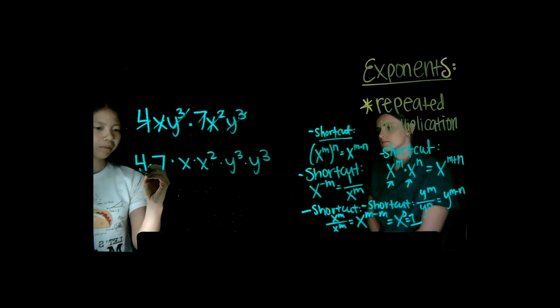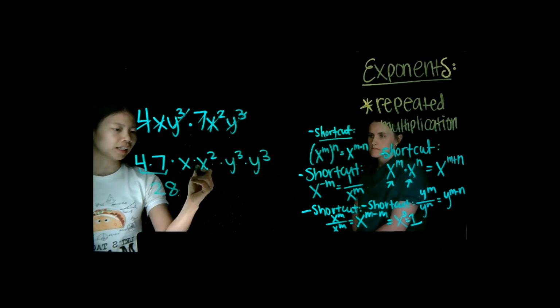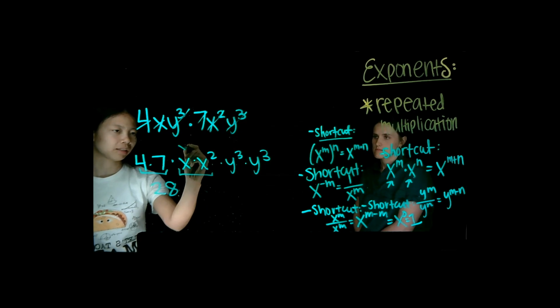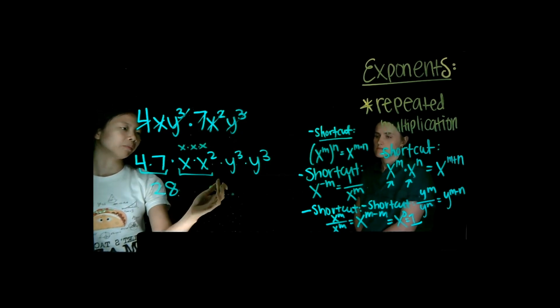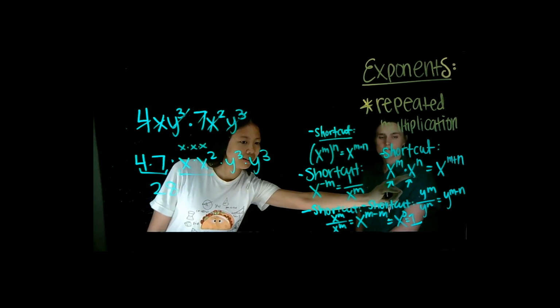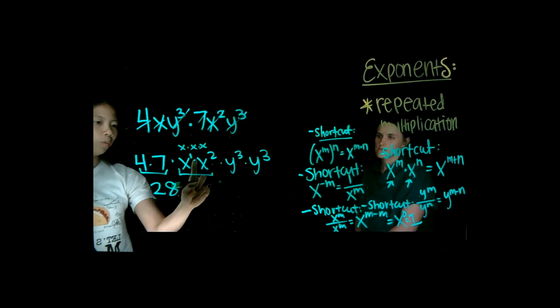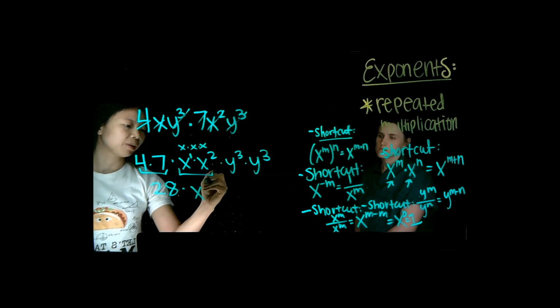So 4 times 7 is just 28. I can use my shortcut here, or if I don't remember, I can expand and do x times x times x. But remember, our shortcut, and I'm multiplying same bases, I can just add them together. So remember, this is like a 1. So 1 plus 2 is 3. So this would be x to the third power.